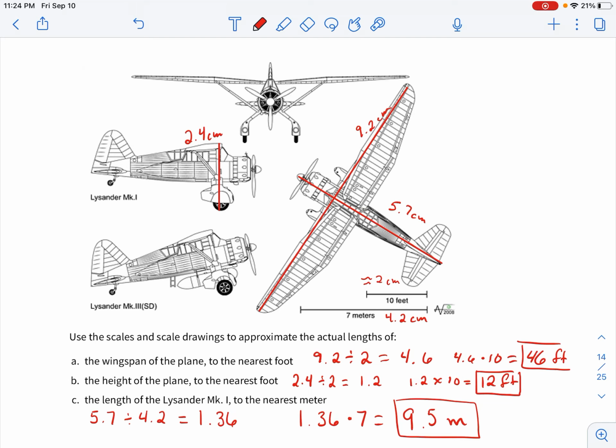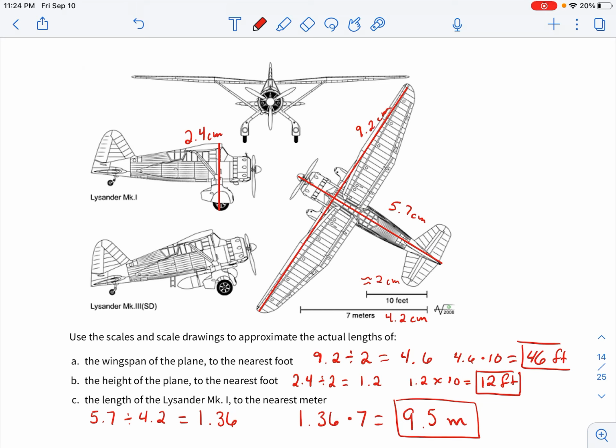Okay, the height of the plane. So once again, using the same scale, it wants it to the nearest foot. So the height I measured was 2.4. So I'm going to do the same procedure. I need to find out how many 2 centimeters are in 2.4, and that comes out to be 1.2. So now I'm going to multiply that 1.2 by 10 to get my actual feet. So 1.2 times 10 is 12 feet.